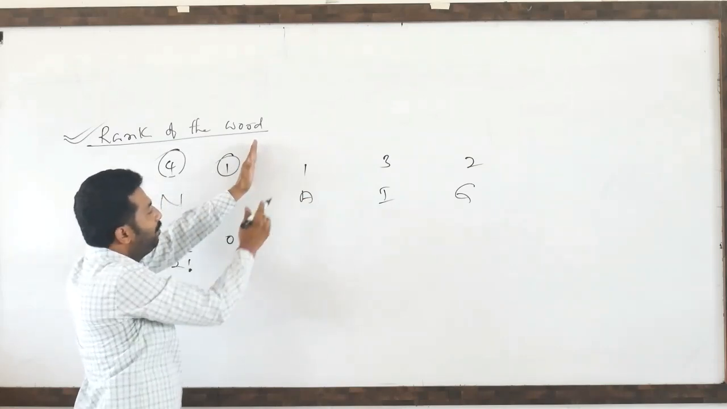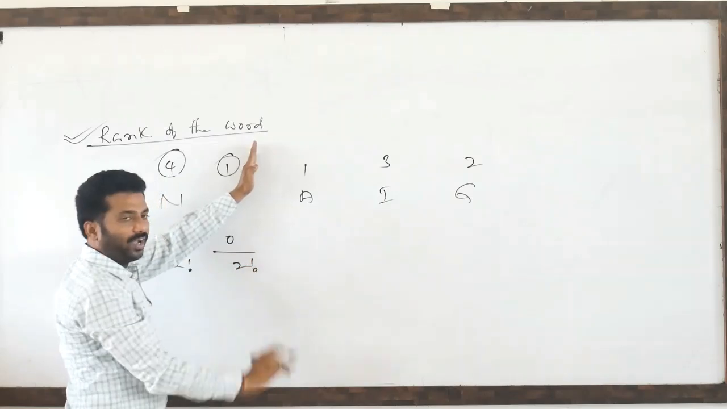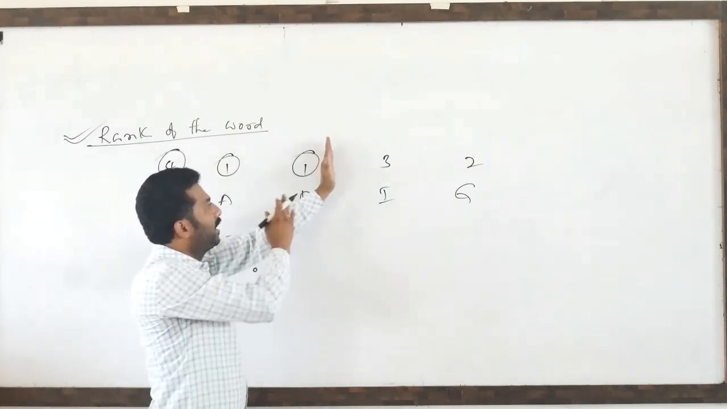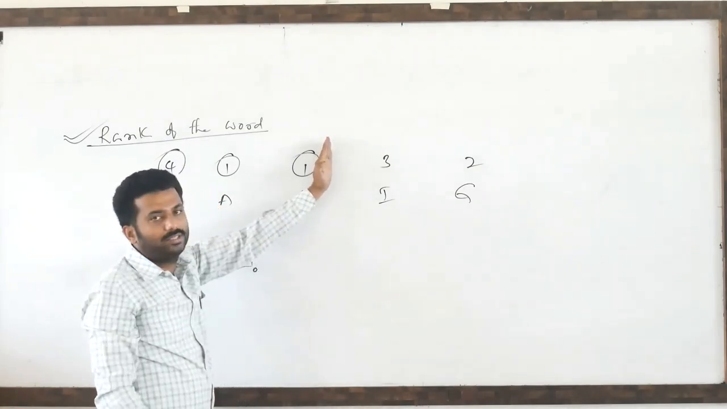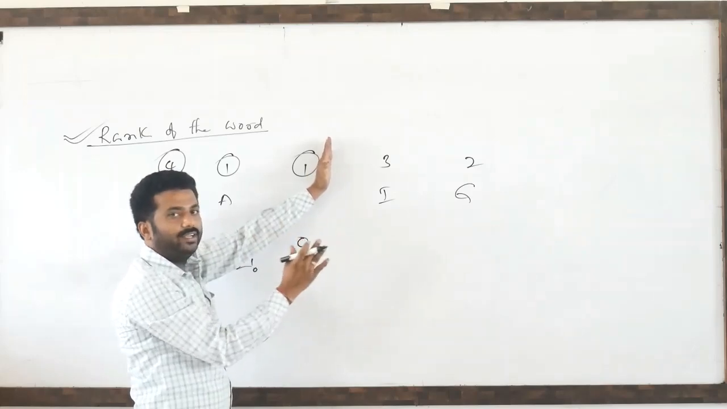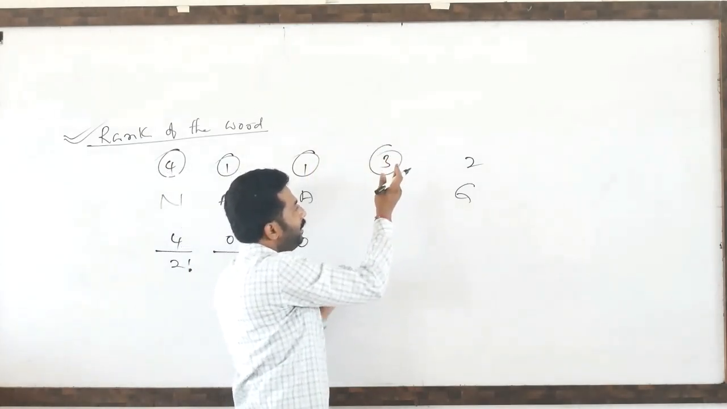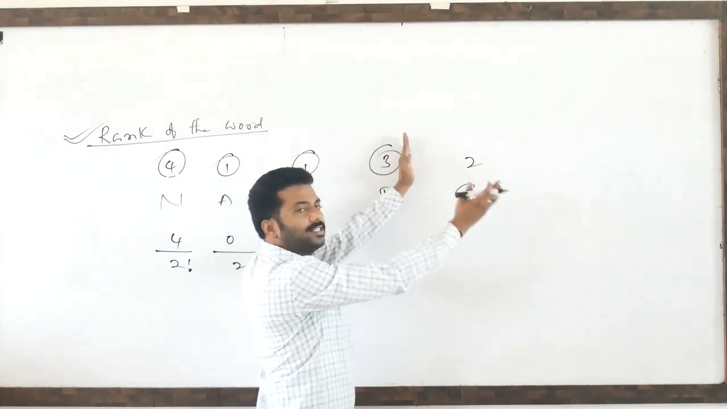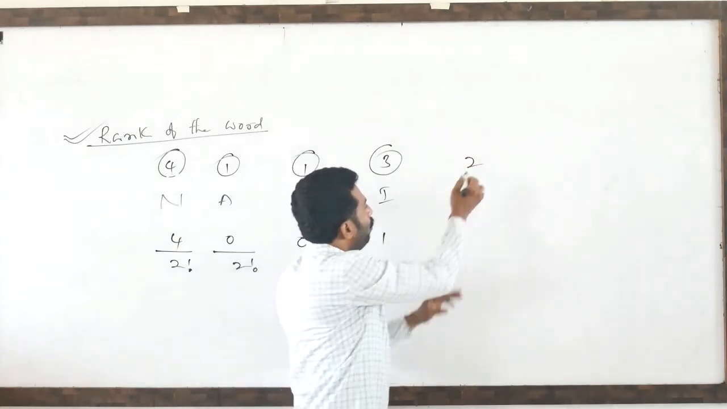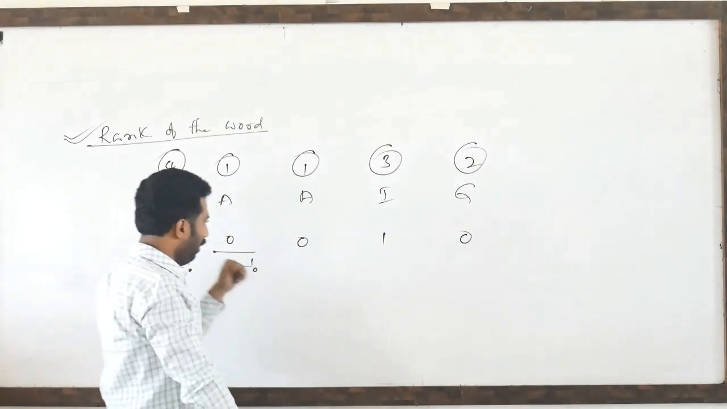Including 1, any repeated? 1, 1, so this is 2 factorial. Next, you choose 1. Towards its right side, any digit less than 1? No digit, 0. Any digit repeated on the right side? No. Then 3 you select. Any digits less than 3 towards its right side? 1, because 2 is there. Then if you select 2, no digit is there, that is 0.